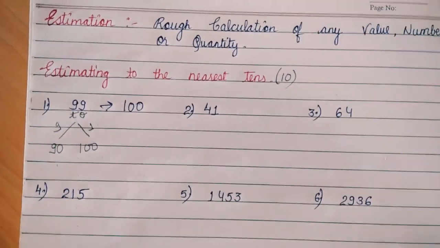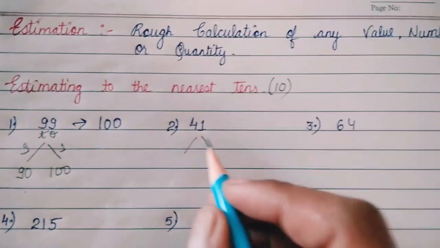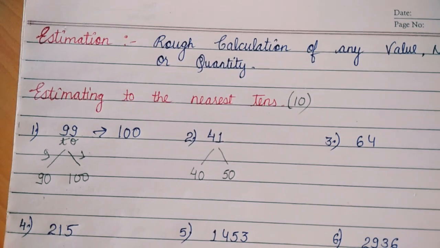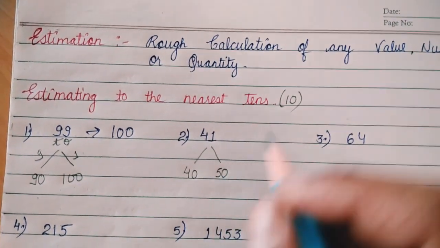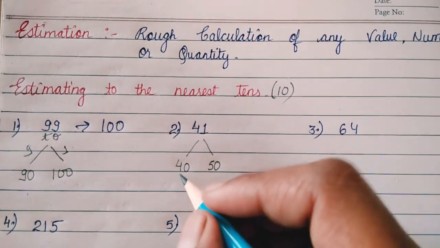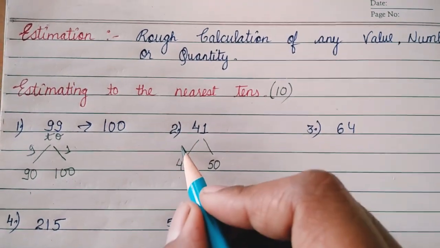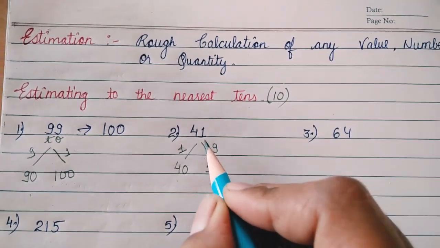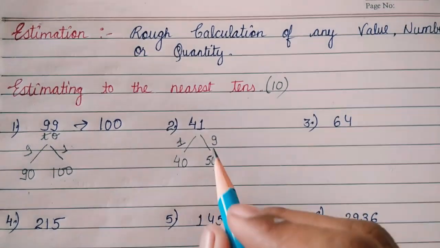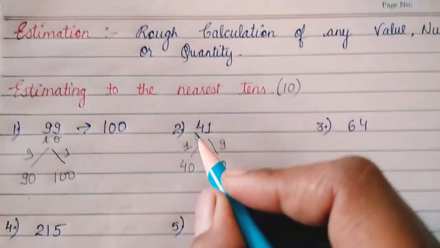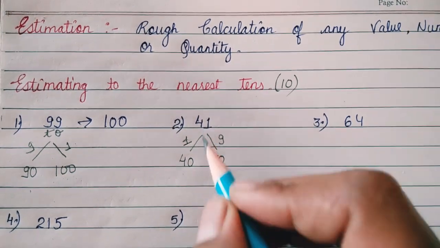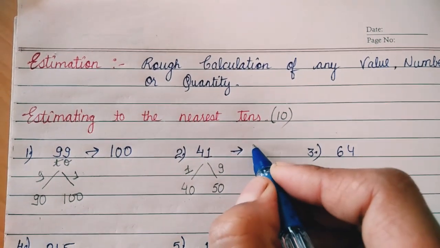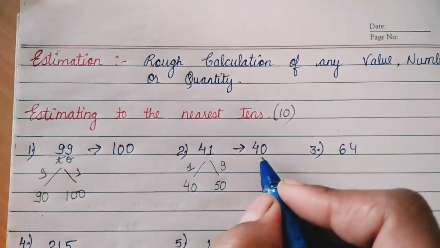We will do the same for the next one. The next one is 41. 41 is coming in between 40 and 50. You can simply see 40 and 50 are both tens. Now from 40 we have to take only one step, and from 50 we have to take 9 steps to get 41. So which step is nearest? Yes, this one step is nearest, so 41 will change into 40 after estimating it to the tens place. So we will estimate 41 as 40.